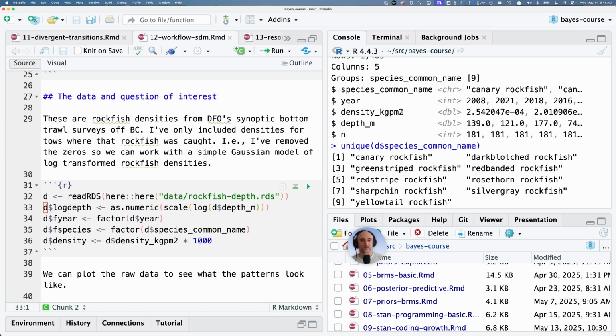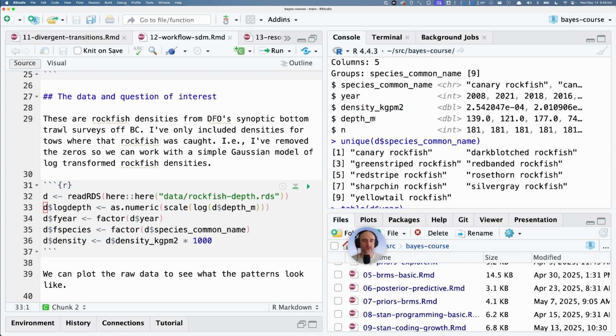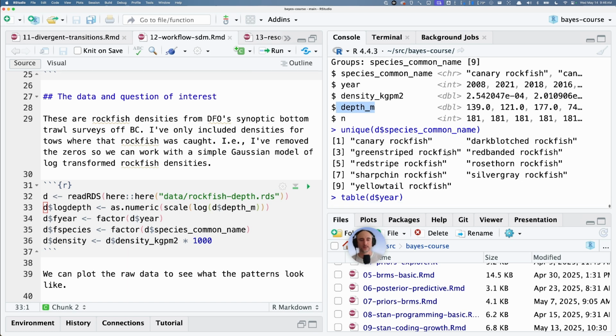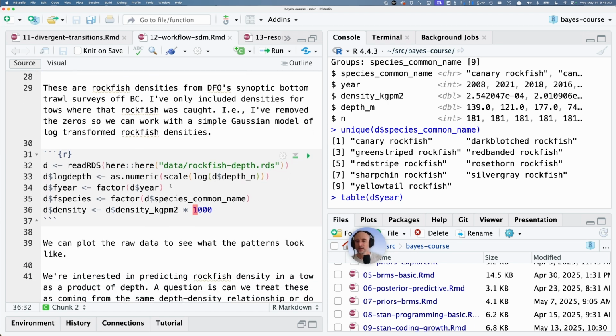And we have density in kilograms per meter squared of the species. So that would be the weight of the species divided by the area swept from the tow. We have depth in meters, and N, which we're not going to be using.